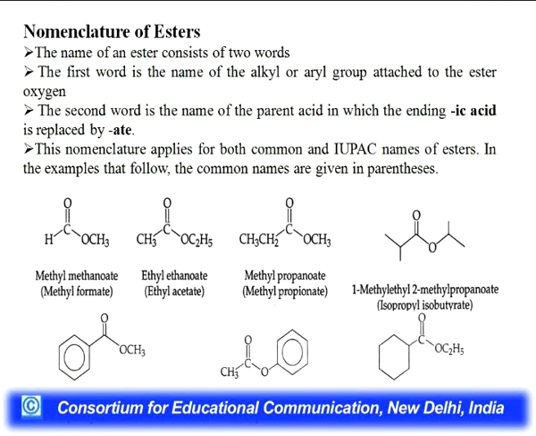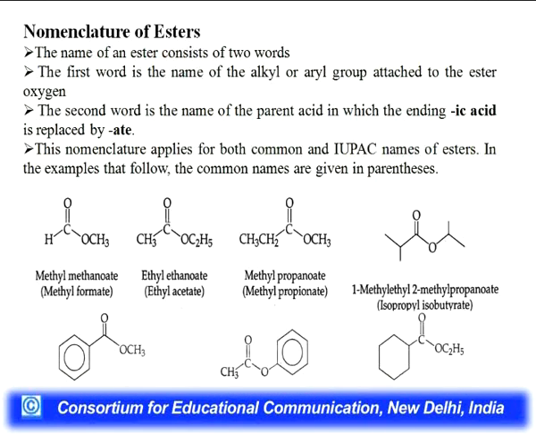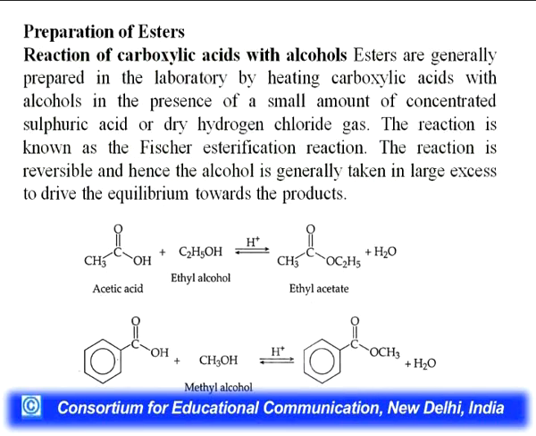You can see the common name in the brackets or in the parenthesis. There are some structures with their IUPAC and common names, like methyl methanoate, common name methyl formate; ethyl ethanoate, ethyl acetate; methyl propionate; 1-methyl ethyl 2-methyl propanoate, isopropyl isobutyrate; and the others are also there.